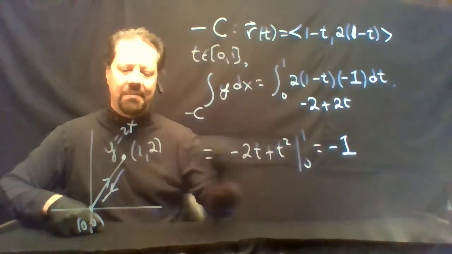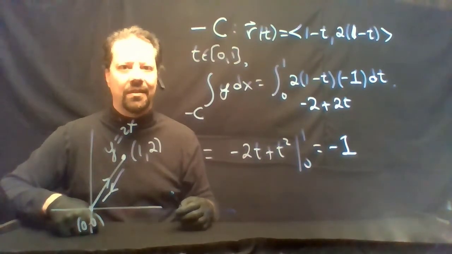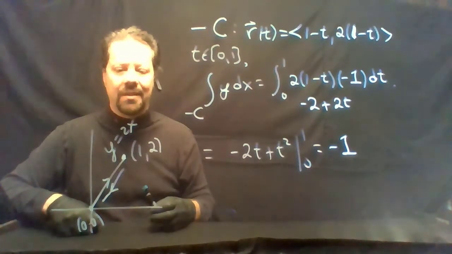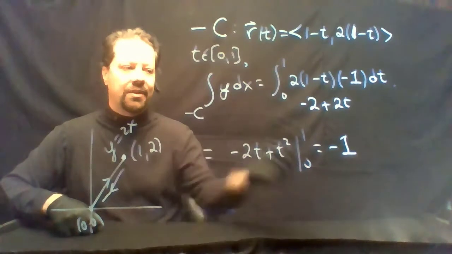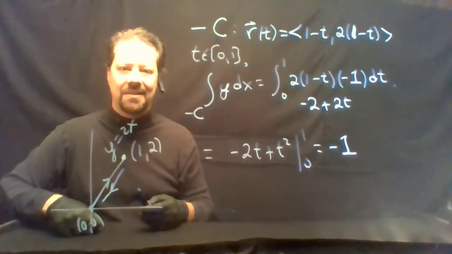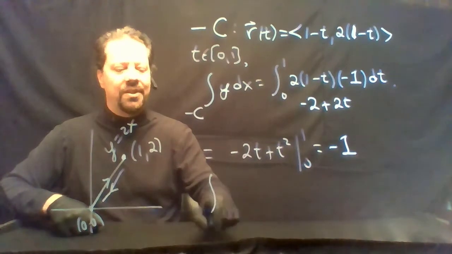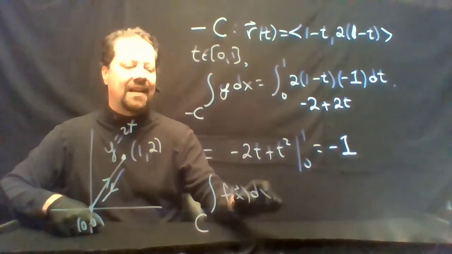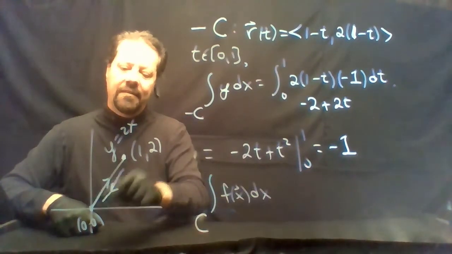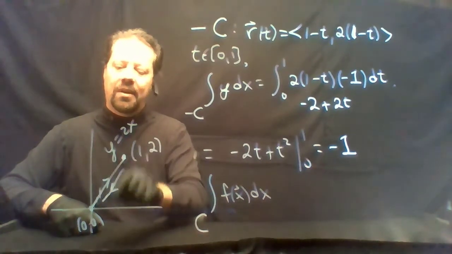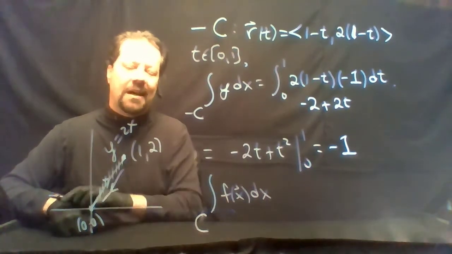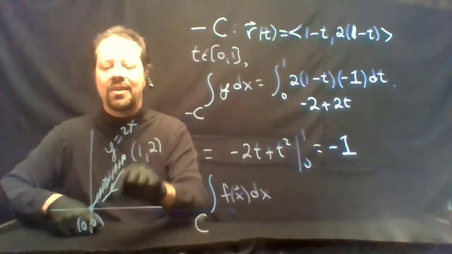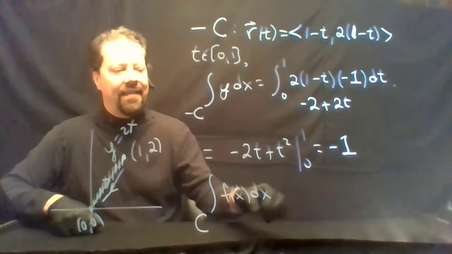Notice the change in sign by changing the orientation along the curve. Going from 0, 0 to 1, 2, we had a positive 1 result. Going from 1, 2 to 0, 0, we have a -1 that results. By switching the orientation, if you have some function times dx, as you march from 0, 0 to 1, 2, all the little changes in x are positive. When you go the other way from 1, 2 to 0, 0, the changes in x change sign. And that's what changes the sign.